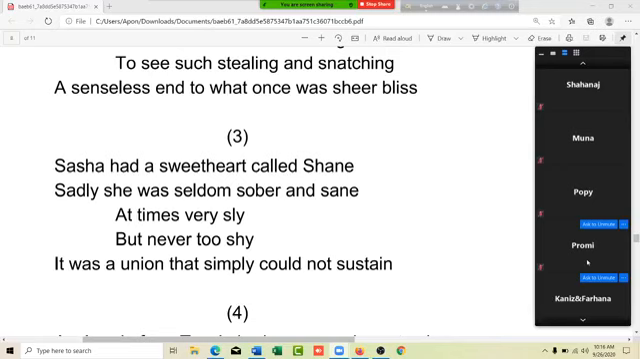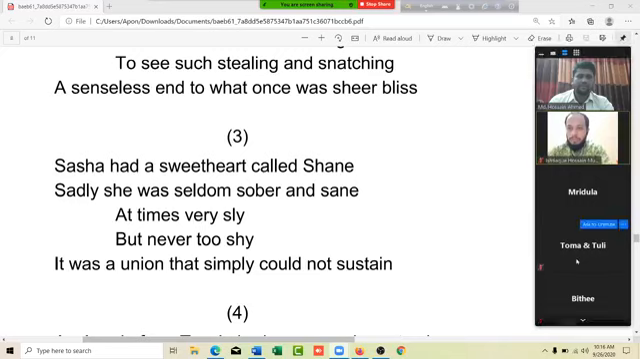Or Shahanaz, who will recite? Or Tuli? Okay, I invite Tuli to recite poem number 3.